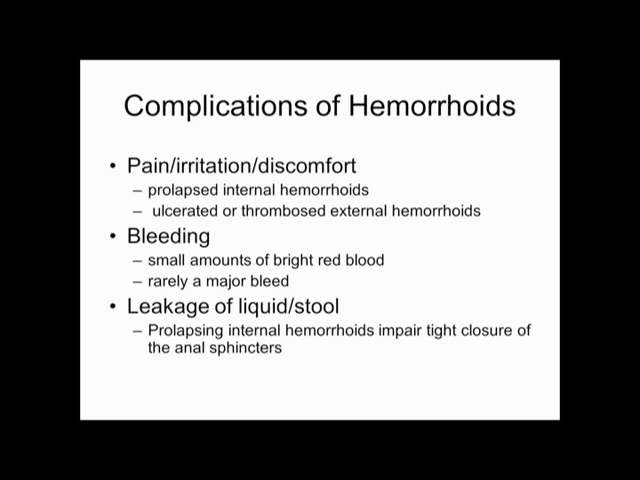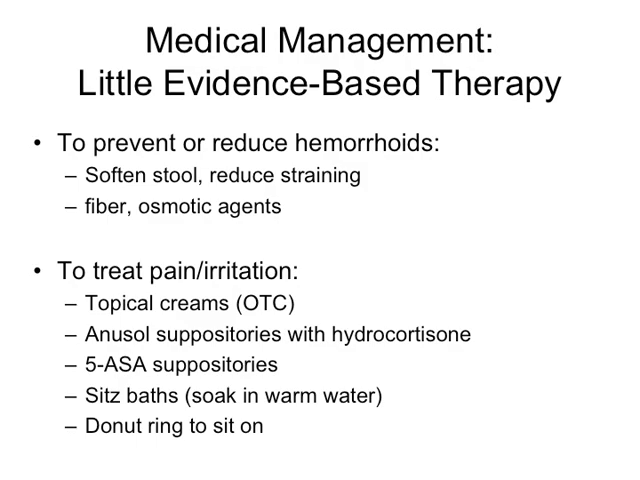And when you have the prolapsing hemorrhoids, they're going all the way through the anal sphincter. You can't get a tight seal. So these patients may have problems with liquid or stool incontinence to make their lives even more miserable. What's the management? There's very little evidence-based therapy. Again, most of these things are grandfathered in generations ago.